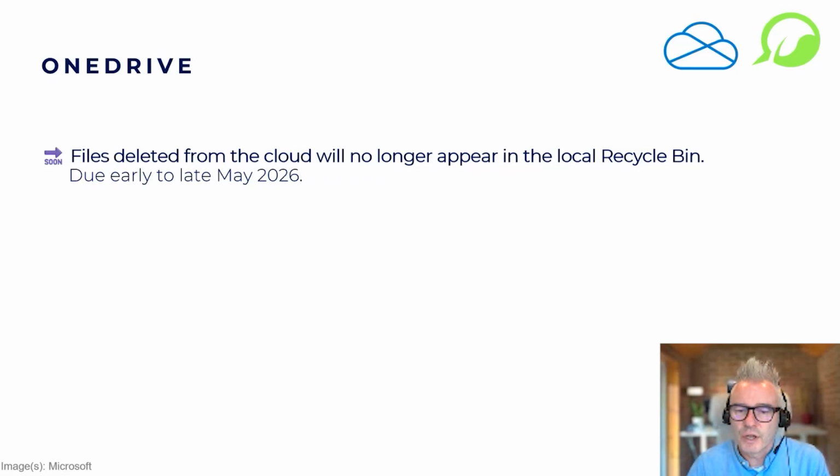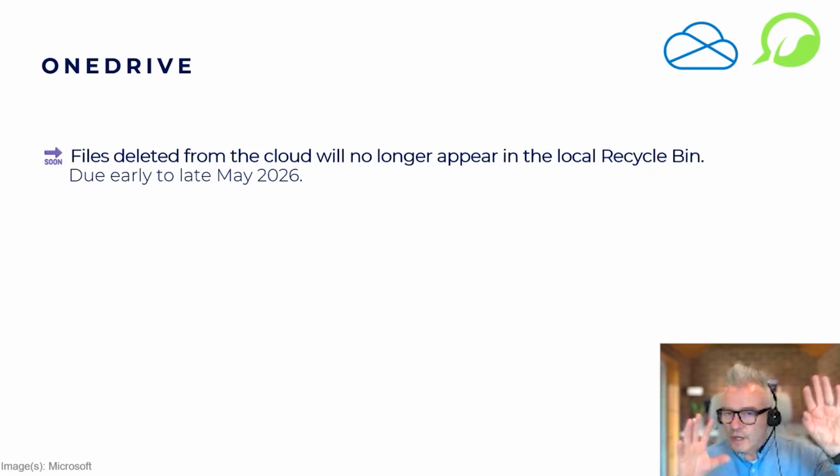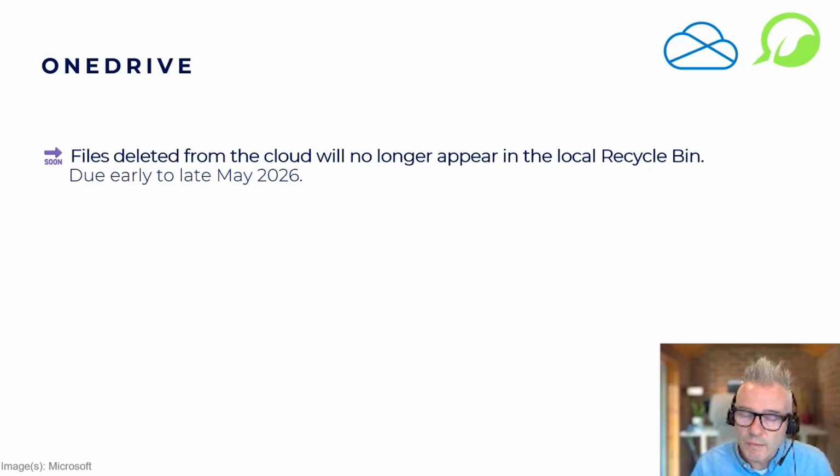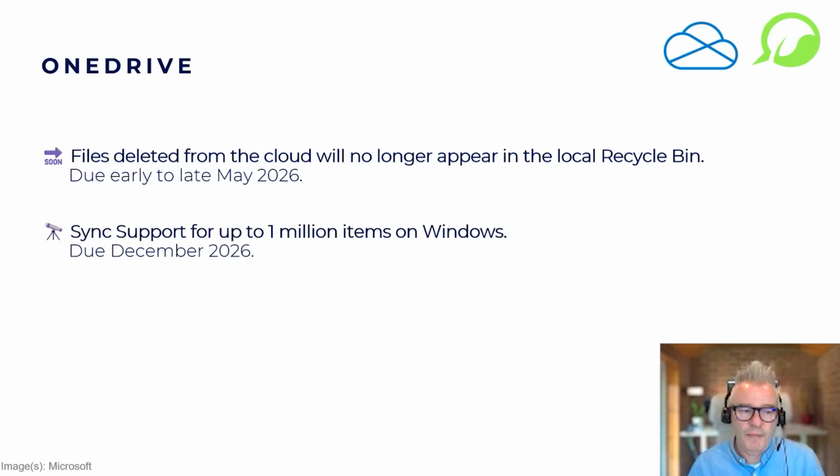Files deleted from the cloud will no longer appear in your local recycle bin. Okay, so you know that you have OneDrive on your machine and you have OneDrive in the browser. What's going to happen is if you delete a file in the browser, it will also delete locally, but it won't get replicated into the recycle bin locally. So you just need to remember that if you delete it in the cloud and you want to recover it within 93 days, then you've got to do that in the cloud as well, because it won't also be kept locally if you've deleted it in the cloud. That might catch people out. Late May for that.